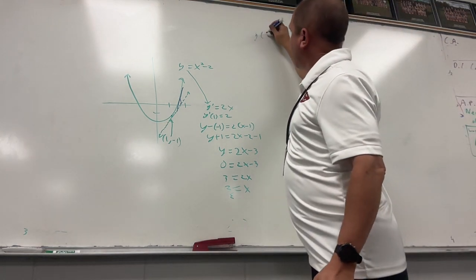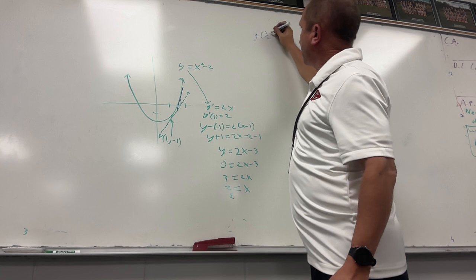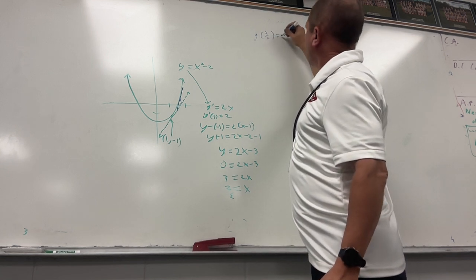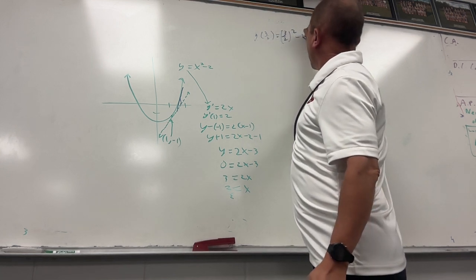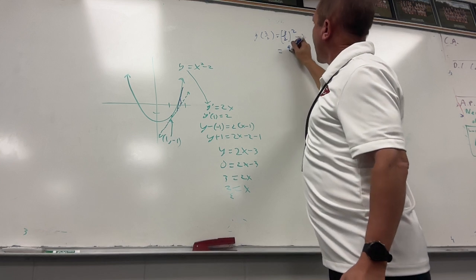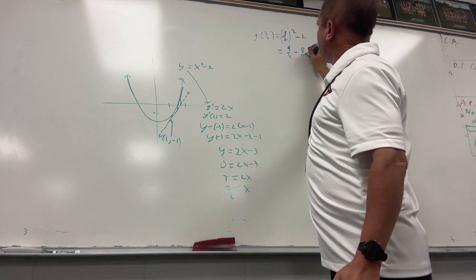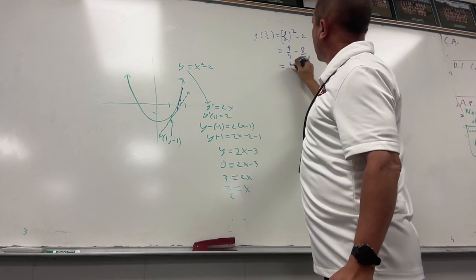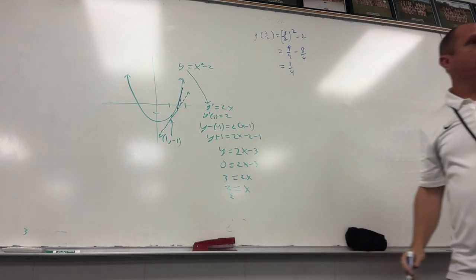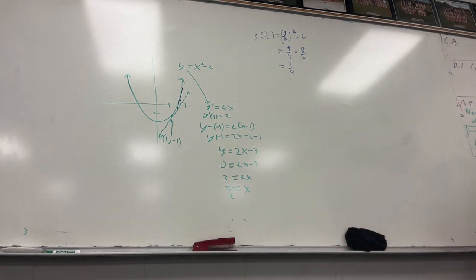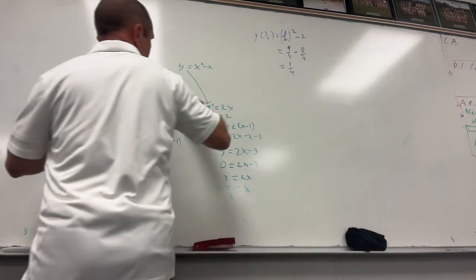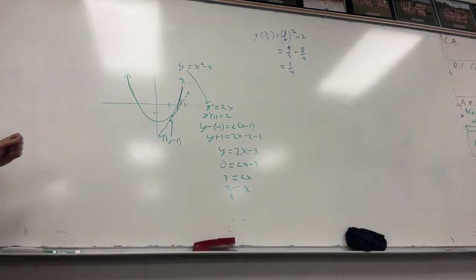So y of 3/2 is 3/2 squared minus 2. So that would be 9/4 minus 8/4, which would be 1/4. Yeah, that's the original equation, because I want to know from this curve what's the y value when x is 3/2.